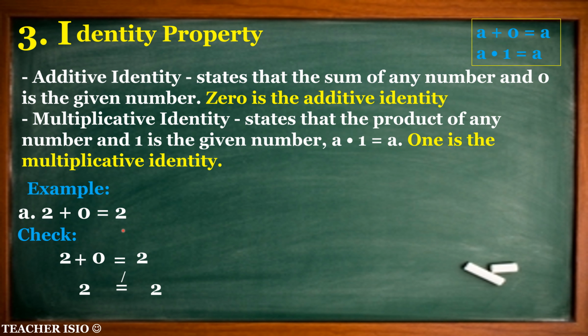Now, let's continue. Let's have another example. We have 3 times 1. So, C1, this is multiplicative identity. So, 3 times 1 equals 3. So, let's check again. We have 3 times 1 equals 3. So, we're done na sa ACI. ACID, let's have D.